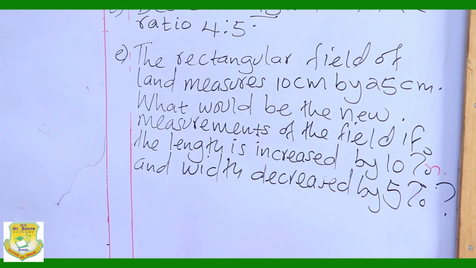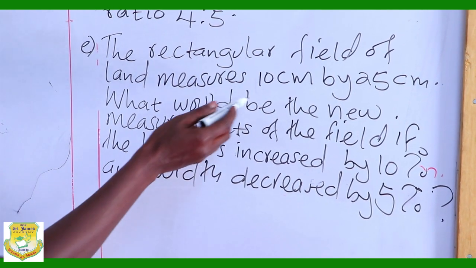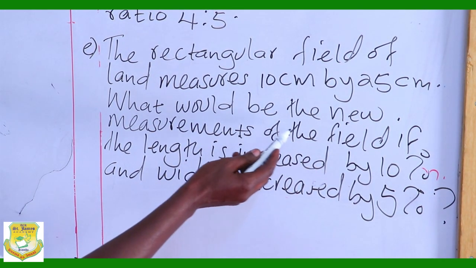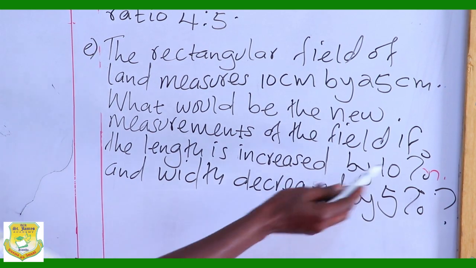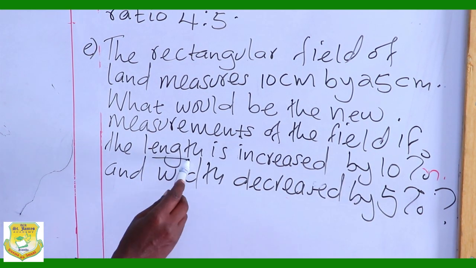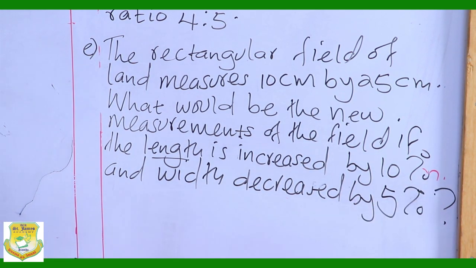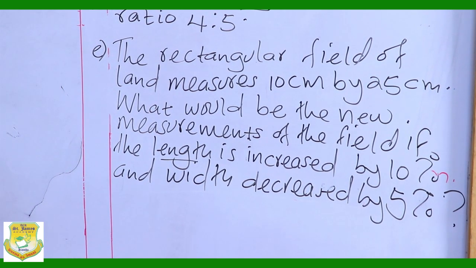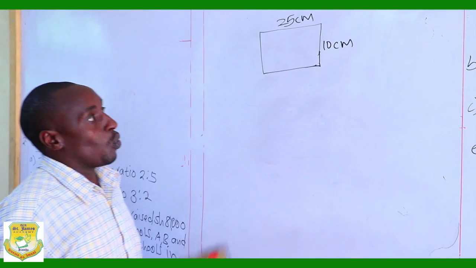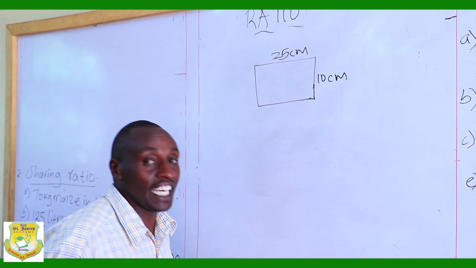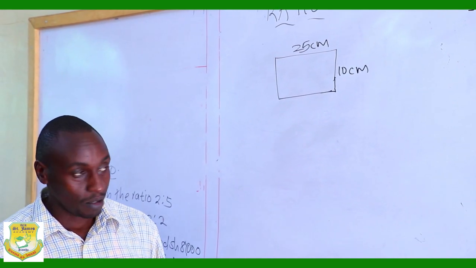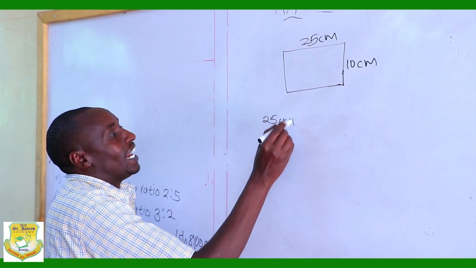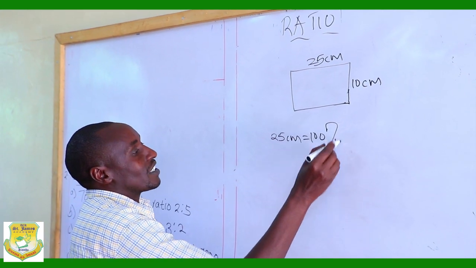A rectangular field of land measures 10 cm by 25 cm. What would be the new measurements of the field if the length is increased by 10% and width decreased by 5%? So we can sketch there. Whatever you are given here, 25 and 10 is equivalent to 100%. So I come here, take 25 centimeter is equals to 100%.